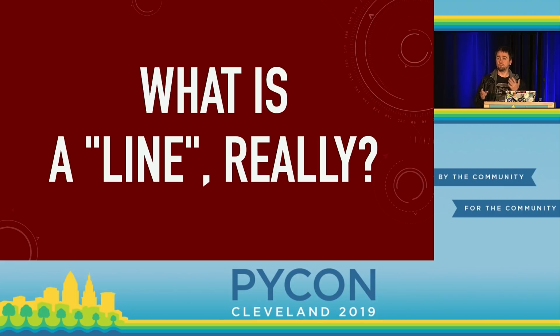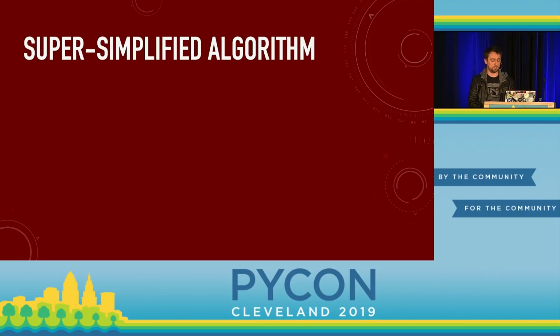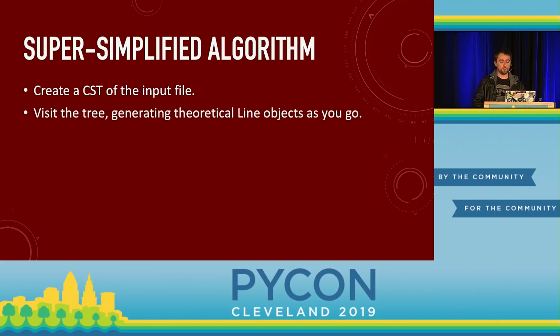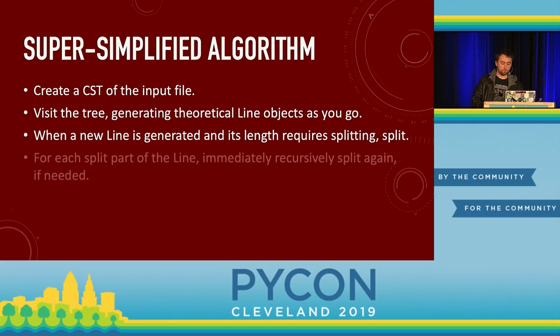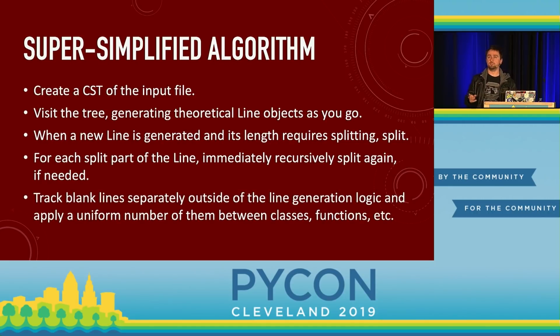So we produce this one first from this visitor that just feeds from your initial file. We read it. And then the super simplified algorithm goes like this. We create a concrete syntax tree from this input file. Within that tree, we generate those theoretical lines. And when a new line is generated and its length requires splitting, we do split. That magic is going to be explained a bit later. And for each split, we check whether it fits that column limit now, and if not, we just split it again. And then we track blank lines, because separately we need to know how many blank lines to put in a given place.